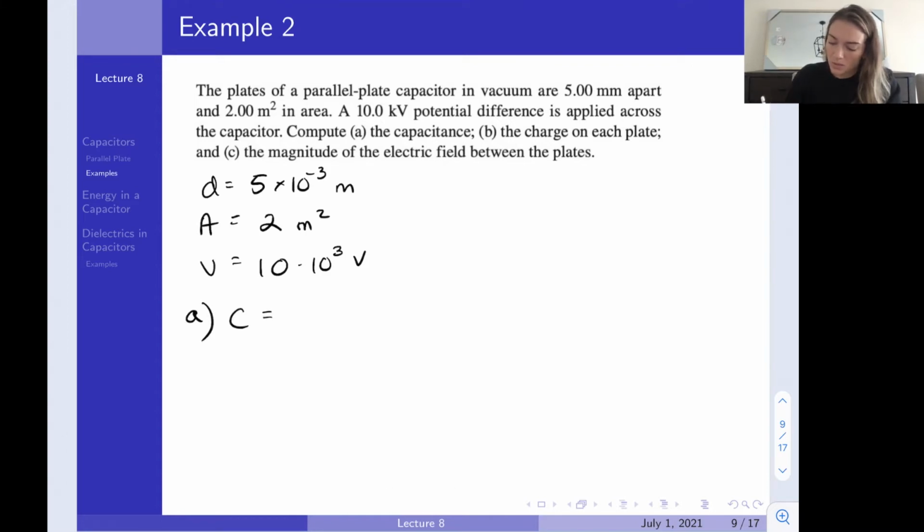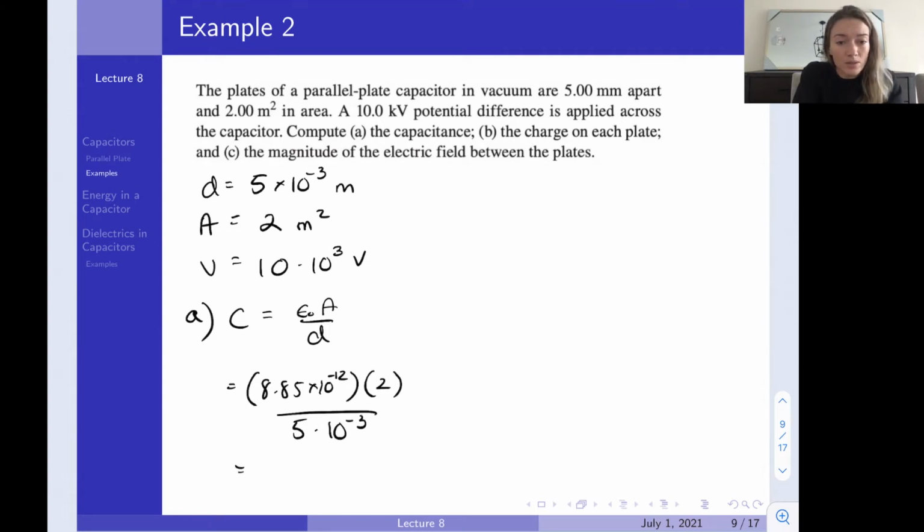So C will be equal to, since we have the area and the distance, we can just write it using this form for the capacitance. So let's plug that in. Epsilon naught is 8.85 times 10 to the negative 12. The area is just 2. And then the distance was 5 times 10 to the negative 3. So this number comes out to 3.54 times 10 to the negative 9 farads, or you can write that as nanofarads. So either way is fine.